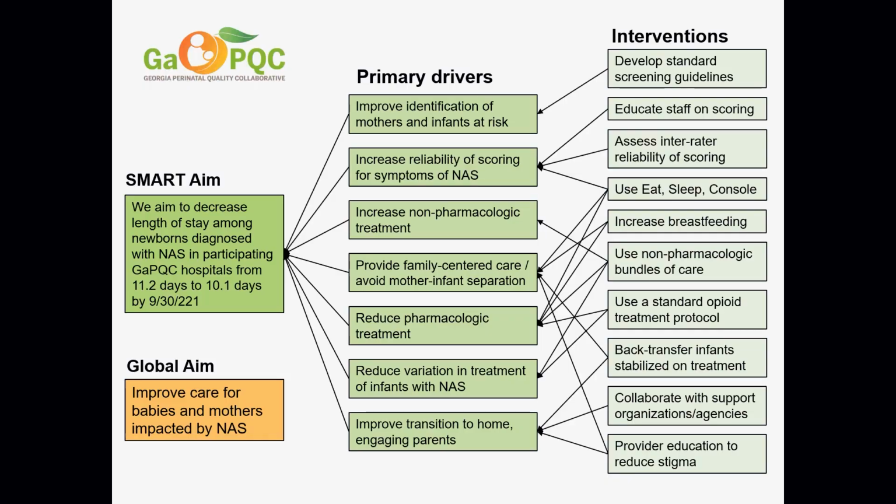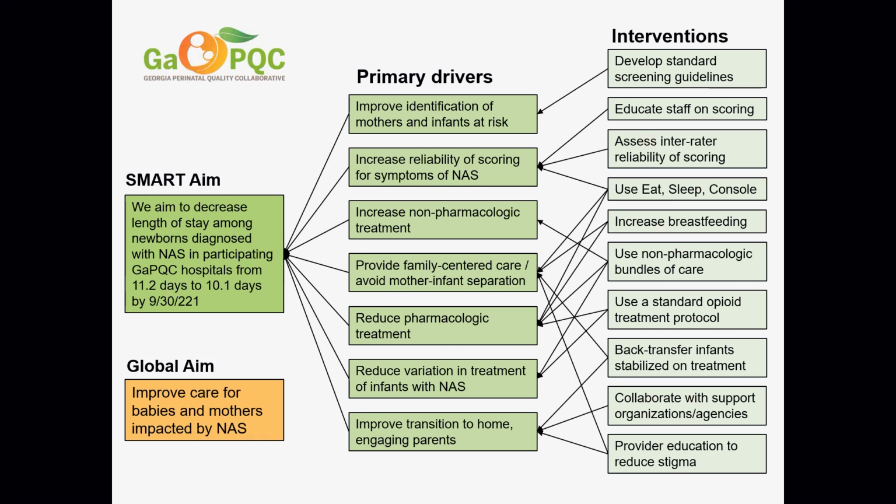So this is the driver diagram we came up with for our state efforts and how we've structured this initiative. With really our aim and our hope that across all of the hospitals, as a group team, we are able to reduce our length of stay from 11.2 to 10.1 days, so a little over 10% by the end of next year. So that should be 9/30/2021 in 2 years. And that global aim is to improve care of babies and mothers impacted by NAS.